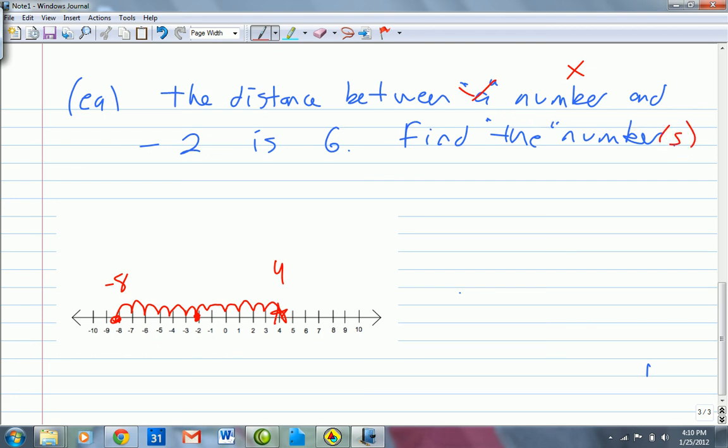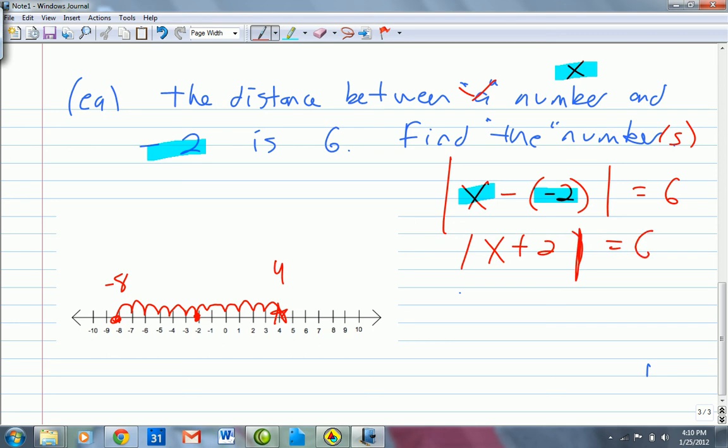Okay, but there's got to be an algebraic way to do this, and here it is, right? So the distance between x and negative 2, recall, I can express as the absolute value of their difference, x minus negative 2. So the absolute value of their difference is the distance, and we want that to equal 6, right? So here's the thing, one of two things can happen. I'm just going to clean that up first. x minus negative 2 is x plus 2. And because of the nature of the absolute value and the piecewise way in which we define it, two things can happen.